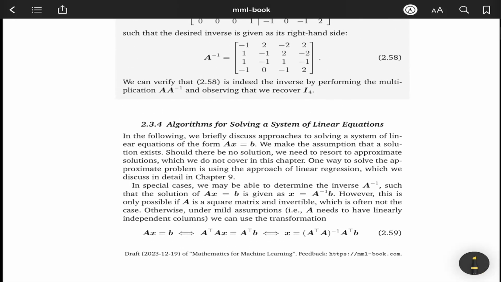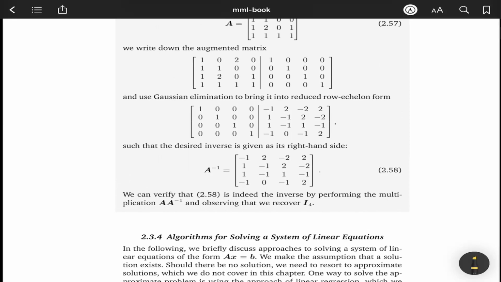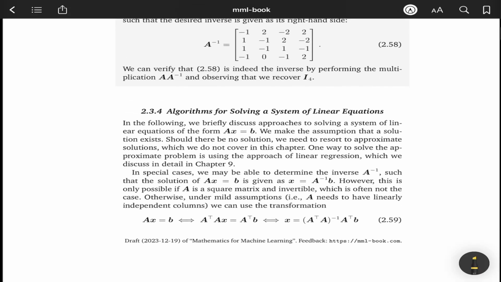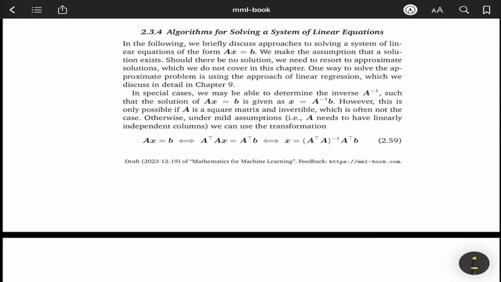So last time we saw how we can actually calculate the inverse of a matrix using the Gaussian elimination technique. And now we have the next chapter, algorithms for solving a system of linear equations. In the following, we briefly discuss approaches to solving a system of linear equations of the form Ax = b. We make the assumption that a solution exists. Okay, that makes life easier, I guess. Should there be no solution, we need to resort to approximate solutions.